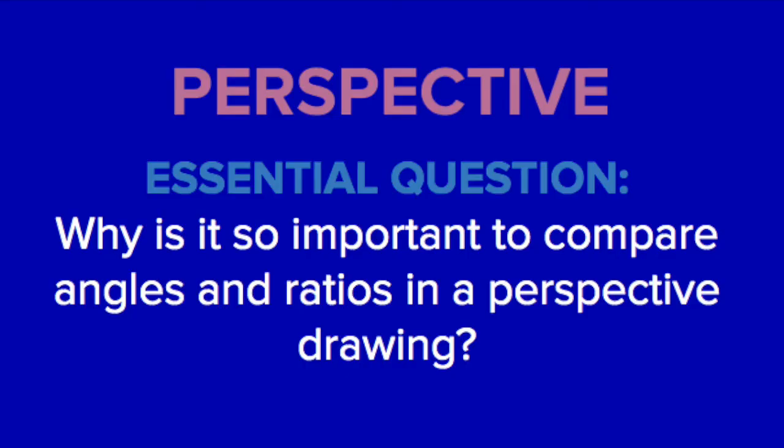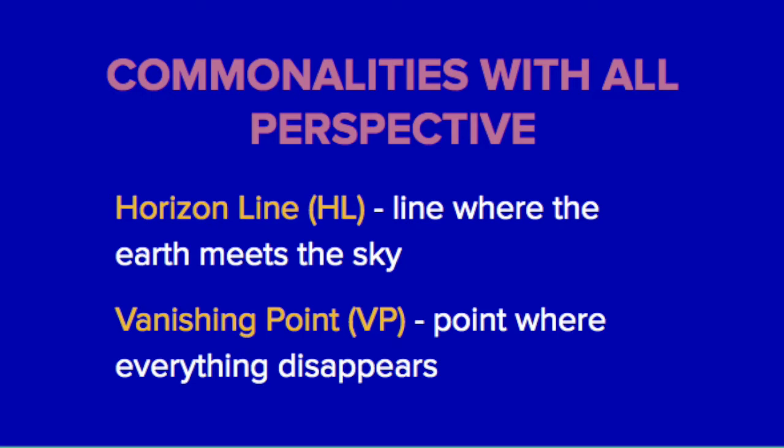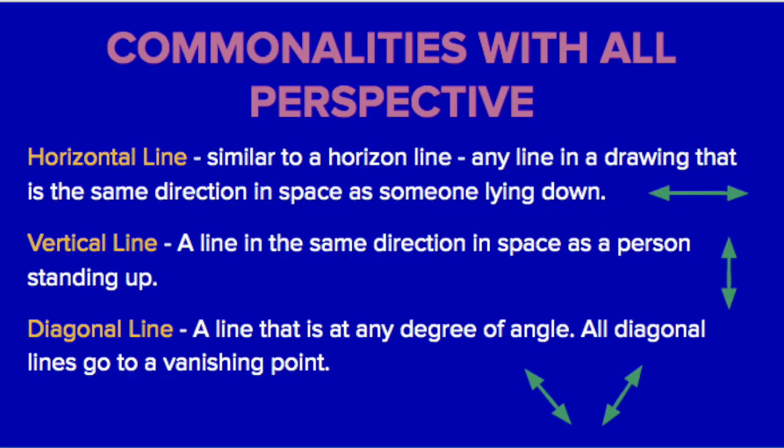For one-point perspective, there is a reason that comparing angles and ratios is so important. We're going to see if you can figure out why at the end of this presentation. The first thing you need to know about perspective is that there are some common things no matter what kind of perspective you're drawing. Items drawn in perspective will have a vanishing point, or where the object seems to disappear.